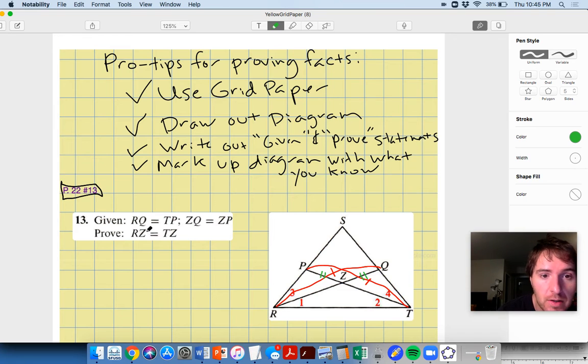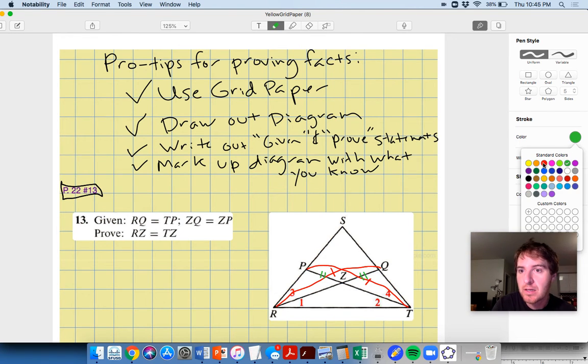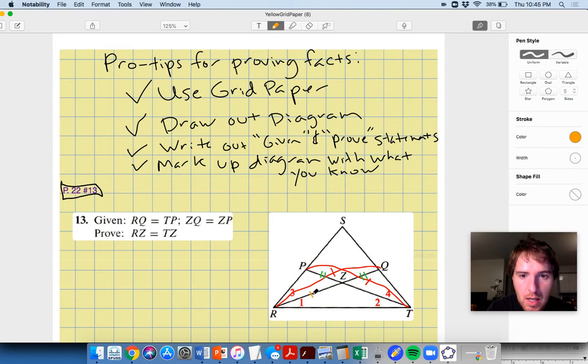What is it that I need to prove? Well, I need to prove that RZ equals TZ. So distance RZ is right here. And I'm going to do that in gold because our goal is to get to the gold here. And our goal is to show this. RZ, I'm going to put a question mark double below it here. And it's going to be the same length as TZ, put a little question mark below.